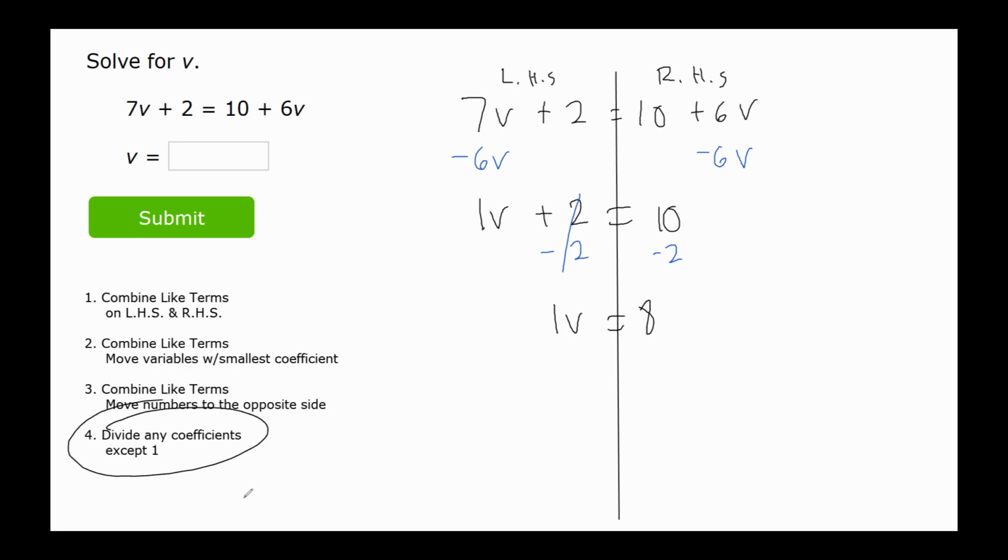And then you would divide any coefficients except for 1. So if the coefficient is 1, you're done in this case because 1 times the variable v is just v. So we get our answer of v equals positive 8.